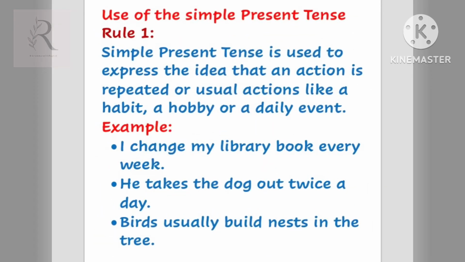Use of the simple present tense. Rule number 1. Simple present tense is used to express the idea that an action is repeated or usual actions like a habit, a hobby, or a daily event. For example, I change my library book every week. He takes the dog out twice a day. Birds usually build nests in the tree. These examples are habits, hobbies, or daily events.